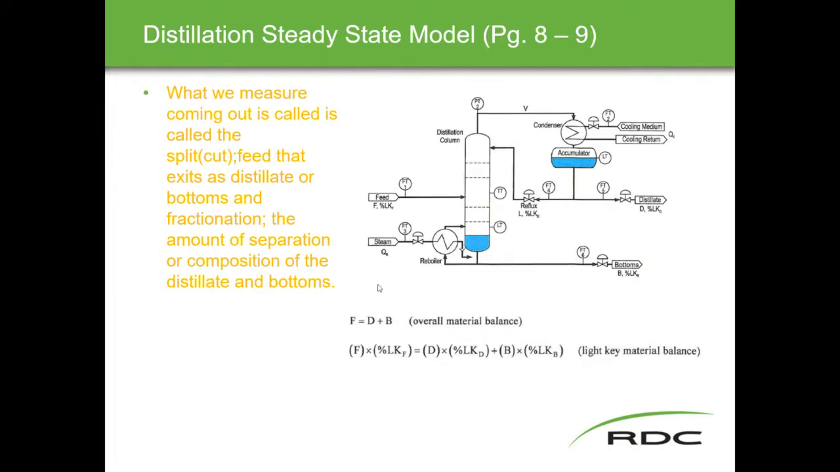So more terms for you guys to remember, but these are the key measuring terms when people talk about how the column is working. Oh, well, we got this split or we got this kind of fractionation. That's kind of what that's related to. So again, whatever comes in has to go out, and how it performs is qualified by the split, which is the amount of stuff that's coming out, and fractionation, which is the quality of that stuff that's coming out.